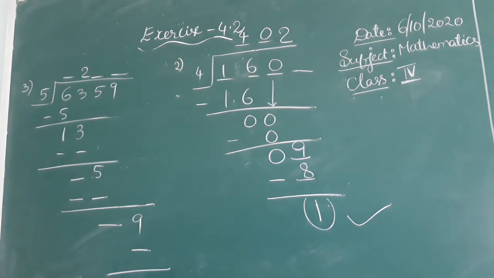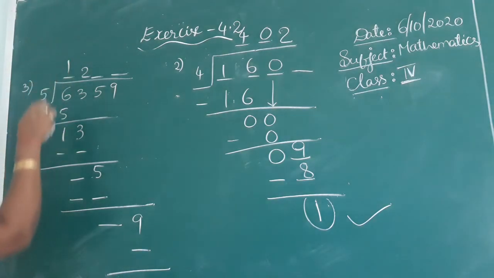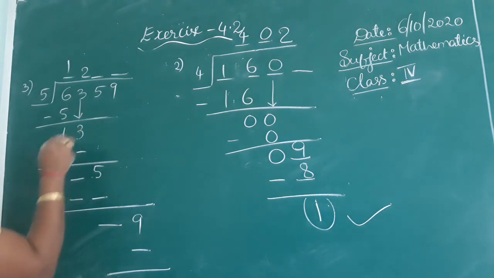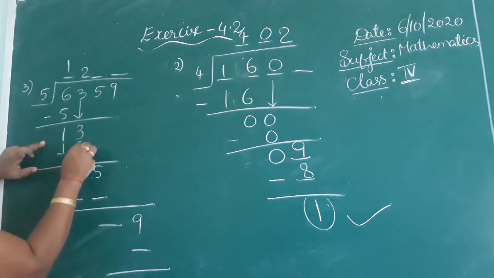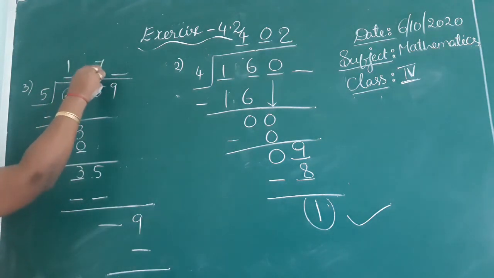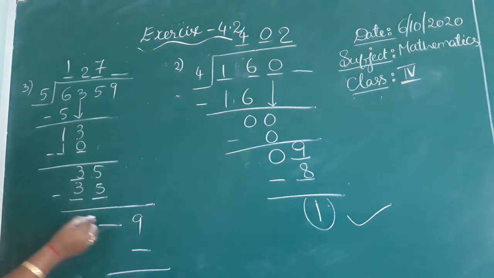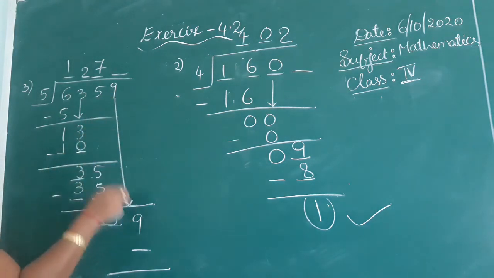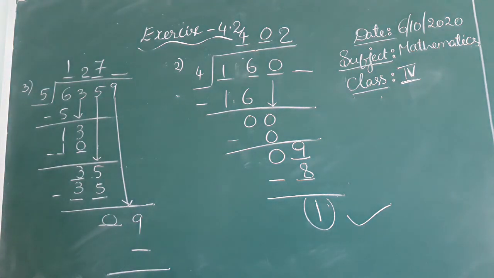See that number in 5 table, how many times does it come? 5 ones 5, remainder 1. Drop down 3, 13... 30? 5 twos 10, remainder 3, 35. Now in 5 table 35, 5 sevens 35, remainder 0. Now drop down the third number. Okay, 9, fourth number 9. In 5 table 9, 5 ones 5, remainder 4. Okay, now it's satisfied. So now it is correct.